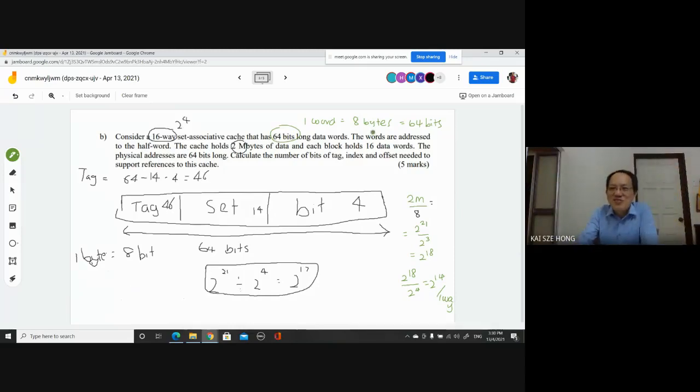You see here, Xuexian, the words are addressed to the half words, even though you have 16 data words, because the words are addressed to the half word. So that means here you have to plus 1 already. So here you have to minus 1. Okay, so that's the meaning. This question is very, very tricky. The words are addressed to the half word. Yeah, thank you for trying this.